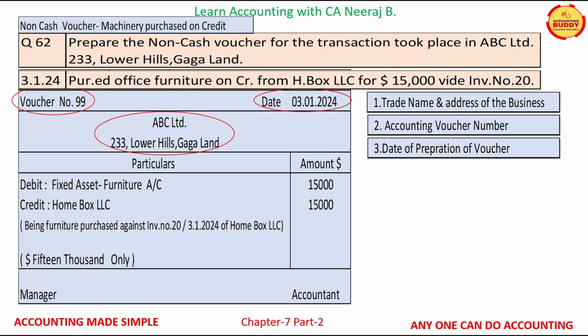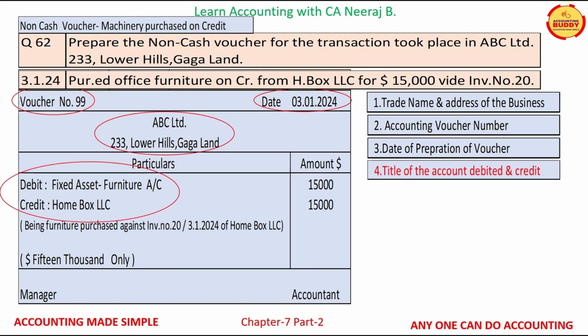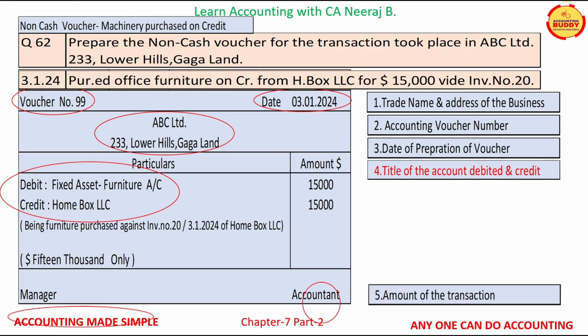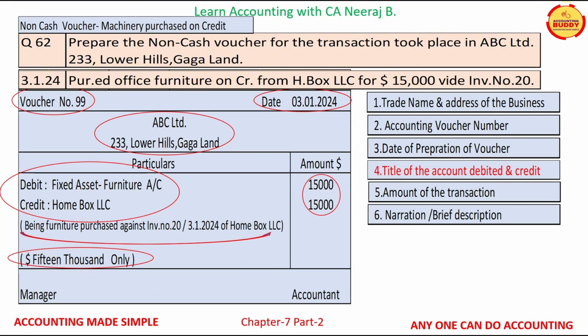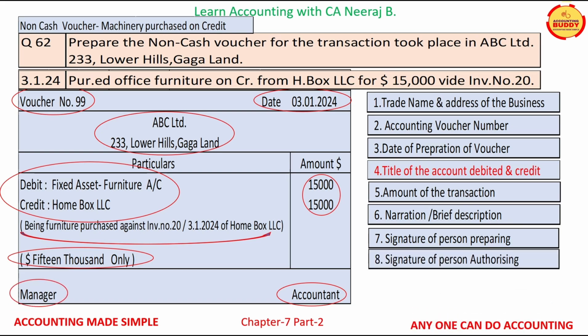The title of the account for this transaction will be debit furniture account because the assets are increasing, and credit the Homebox LLC because liabilities are increasing. The amount of the transaction is written both in words and figures. The details of the transaction is also mentioned. The non-cash voucher is prepared and signed by the accountant of the business and is also authorized by the manager of the business. The supporting document, invoice number 20, dated 3rd January 24, is also mentioned on the non-cash voucher.